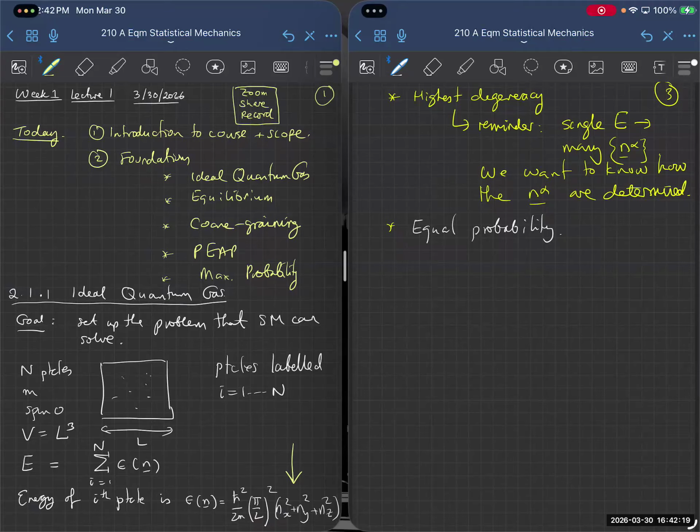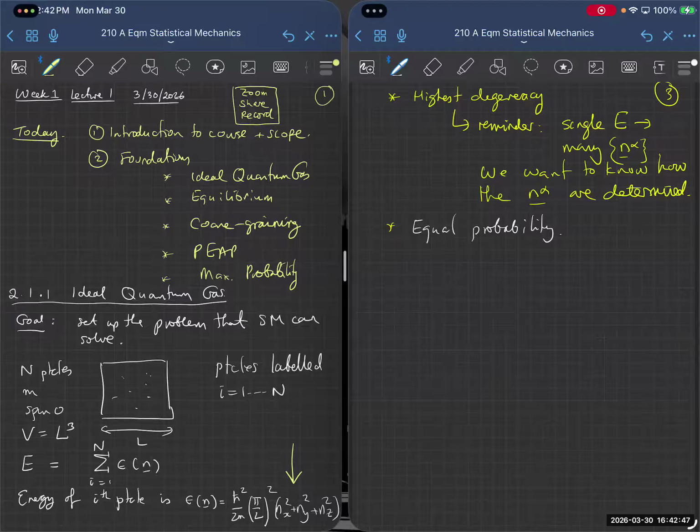2.1.1. Ideal quantum gas. Okay, and look at the energy levels. When you solve that, how did you solve that? You solve the Schrödinger equation, right? The Schrödinger equation has in it minus h bar squared del squared acting on psi, then potential V psi, and then E psi. Okay, that's the Schrödinger equation.